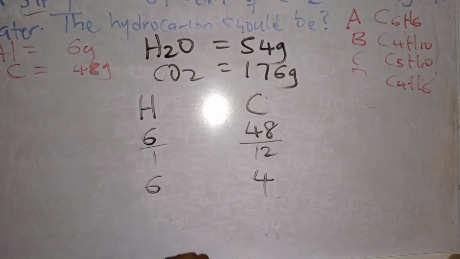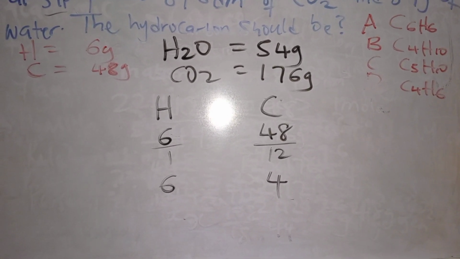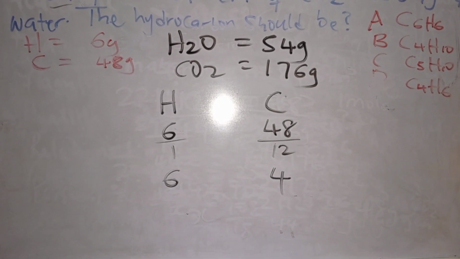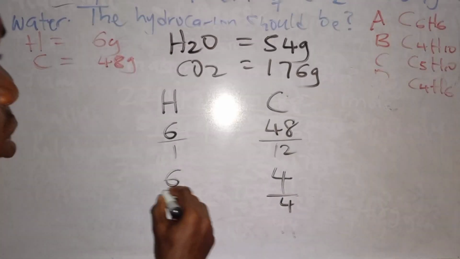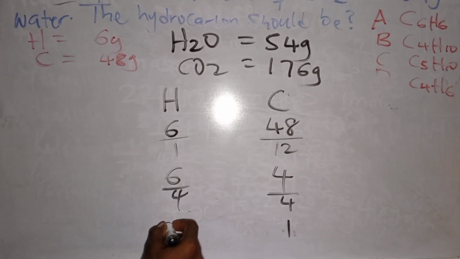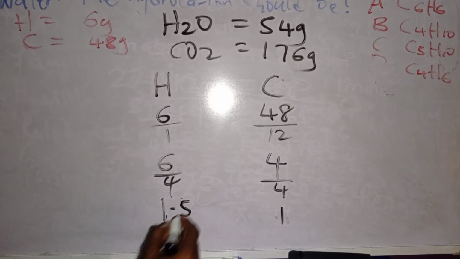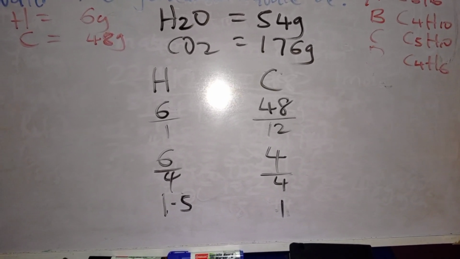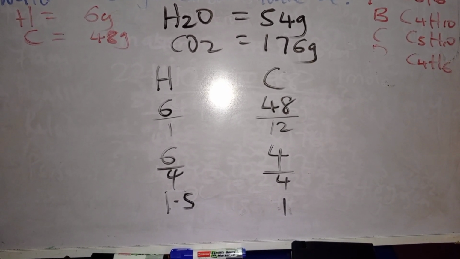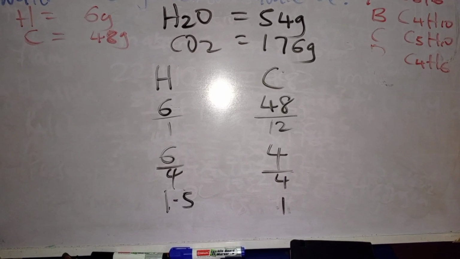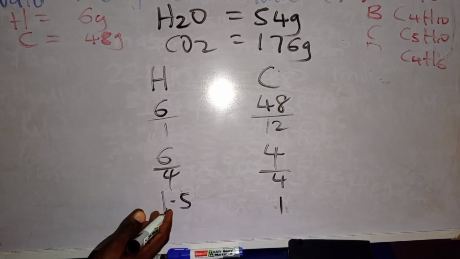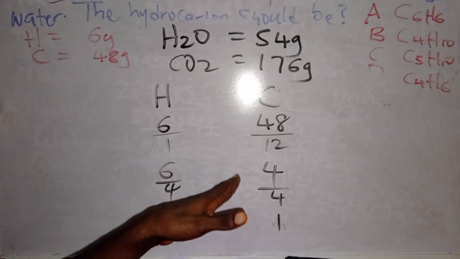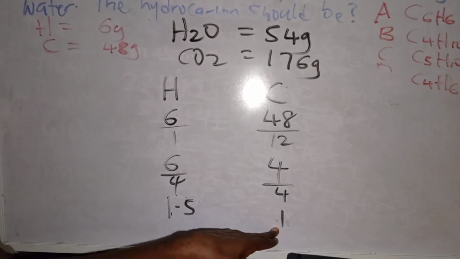The next step is now to divide by the one that has the lowest value, and the one that has the lowest value is 4. So we divide through by 4. Here divide by 4, here divide by 4, and we have 1, and this will have 1.5. But it is convenient for us to round this up to the nearest whole number. So we have to find a way of multiplying this in order for us to get the nearest whole number. We have 1.5 and we have 1.